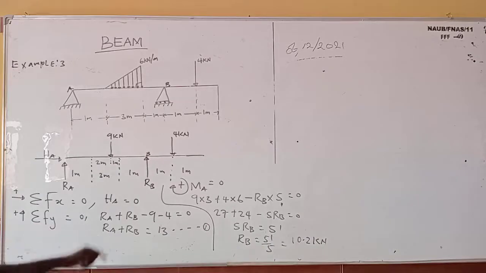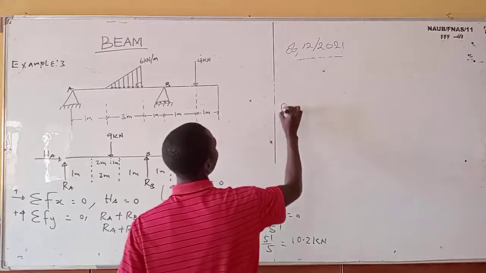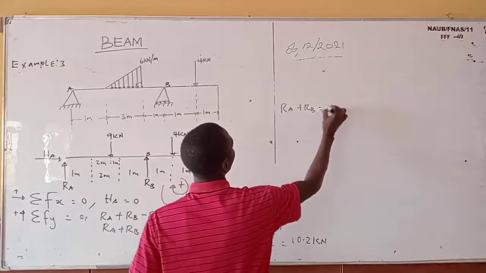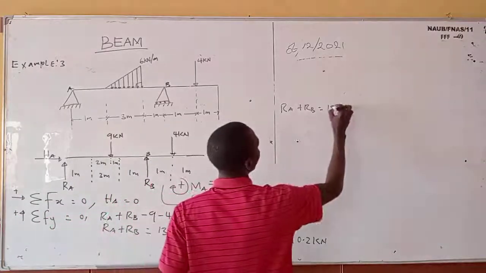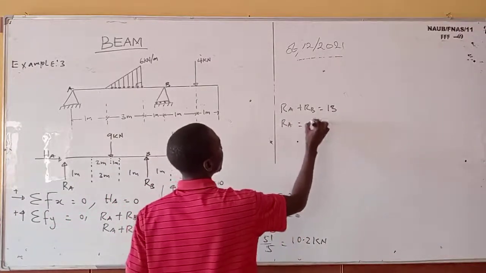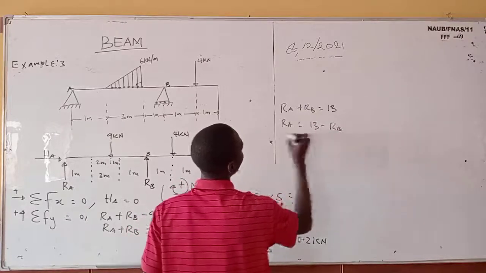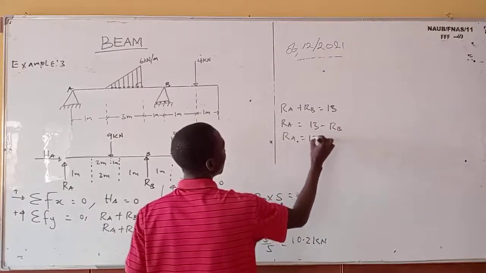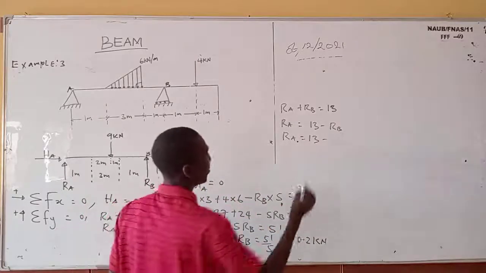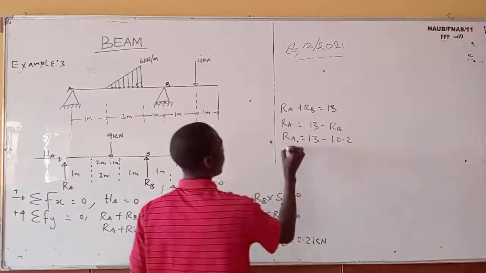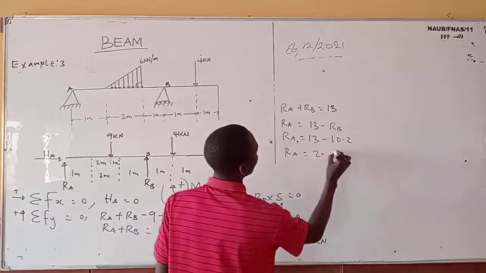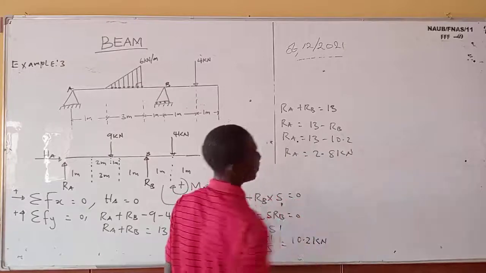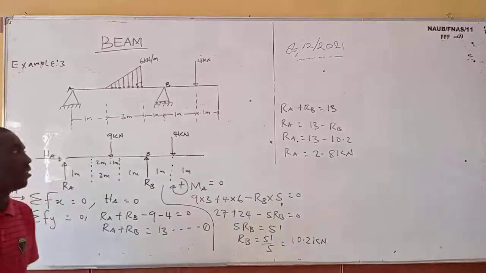So we've gotten our RB. So now let's get our RA. Go back to your equation 1. This is our equation 1, which is RA plus RB equals 13. So RA is equal to 13 minus RB. And RA is nothing but 13 minus 10.2. If you press your calculator, 13 minus 10.2 is nothing but 2.8 kilonewton. Thank you. Hence the solution.